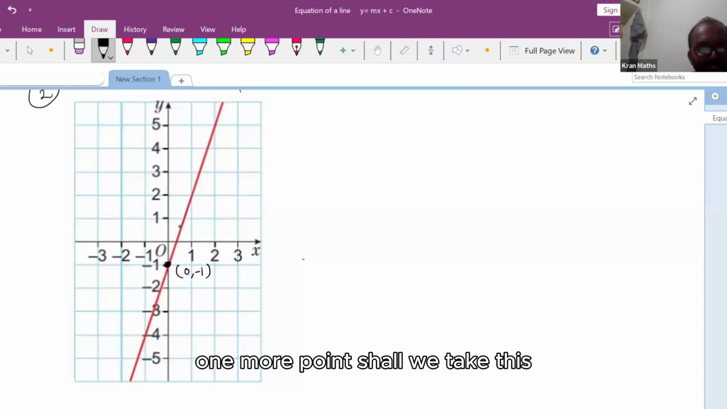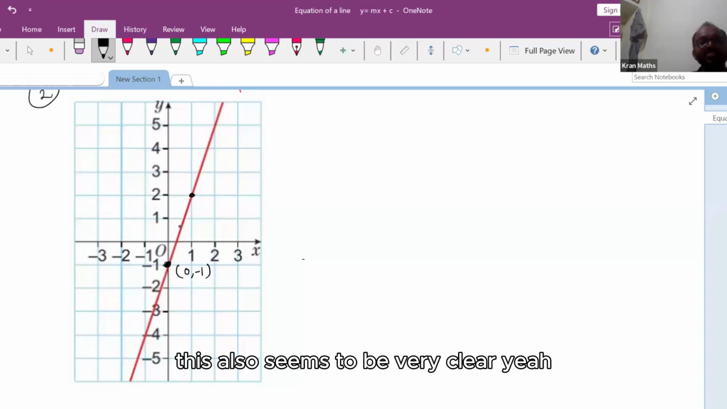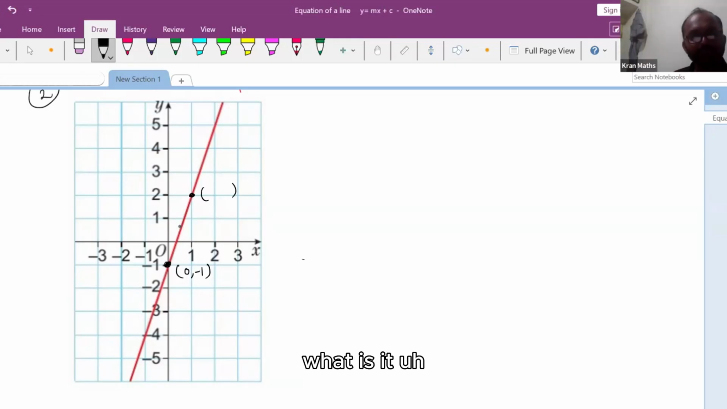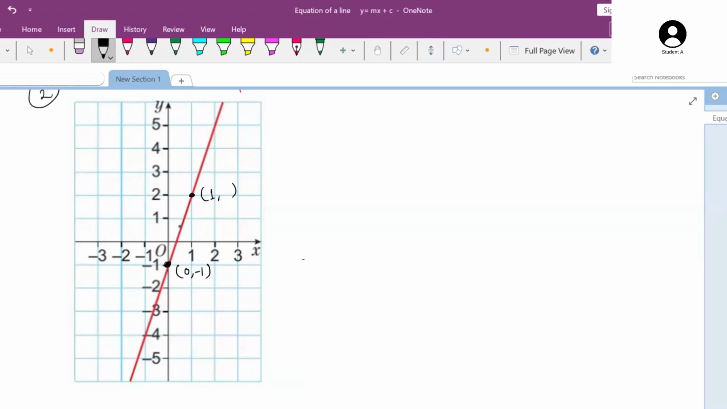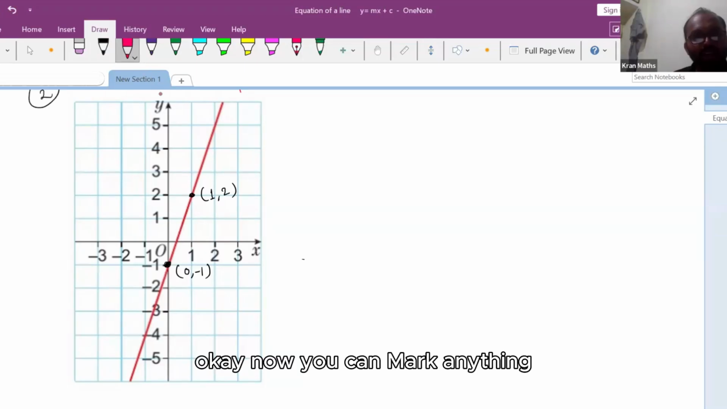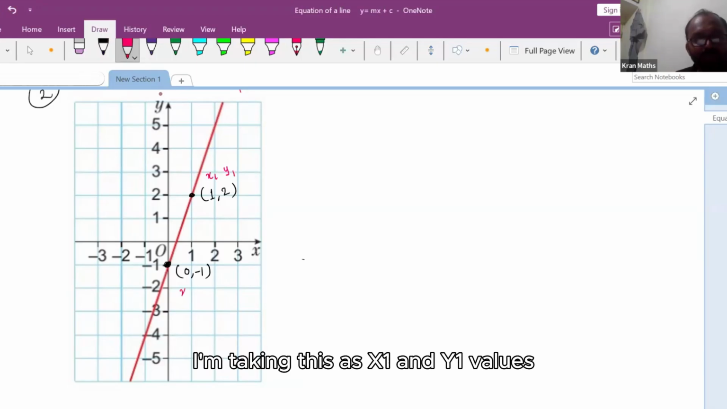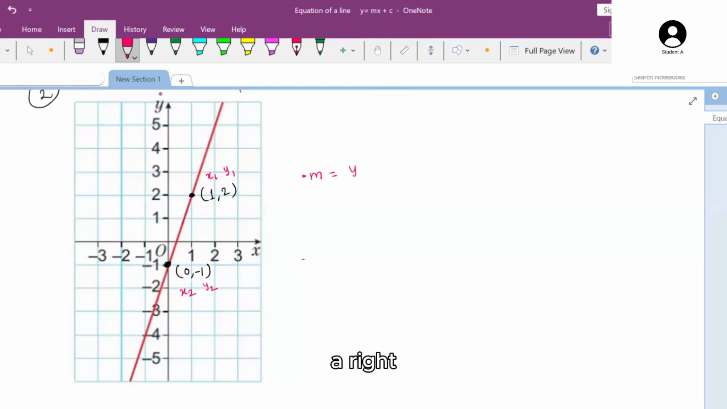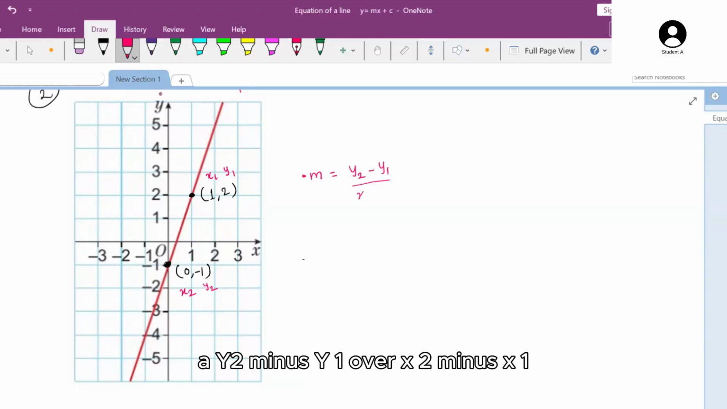One more point. Shall we take this? This also seems to be very clear. That's 1, 2. Now you can mark anything. I'm taking this as x1 and y1 values, whereas this as x2 and y2 values. Step number 1, I should know what is m. Repeat the formula: y2 minus y1 over x2 minus x1.